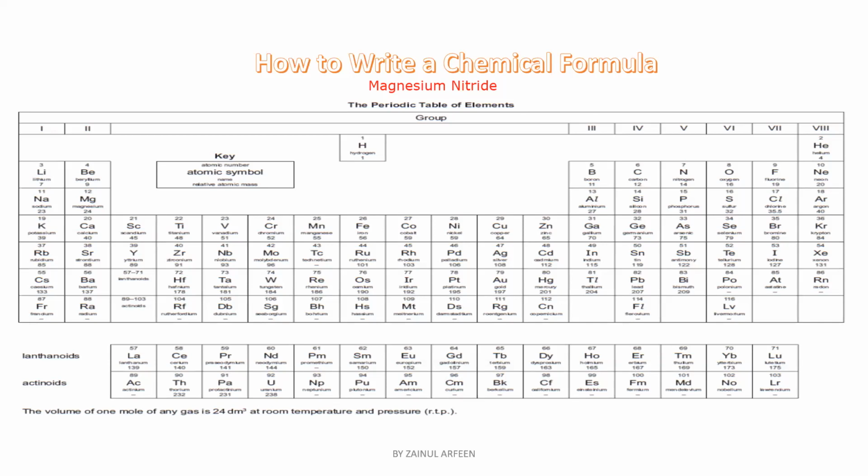Yeah, what about others? So Mg3 and N2. That's right. How we work out magnesium nitride, as you can see, first we check magnesium. So magnesium we find in group 2, so it means the valency is plus 2. Nitrogen we find in group 5, so valency is minus 3. So it's just a two-step. Magnesium is plus 2 and nitrogen is minus 3.